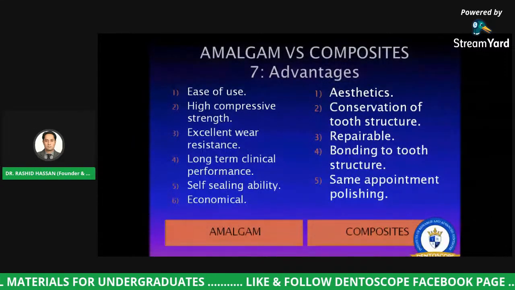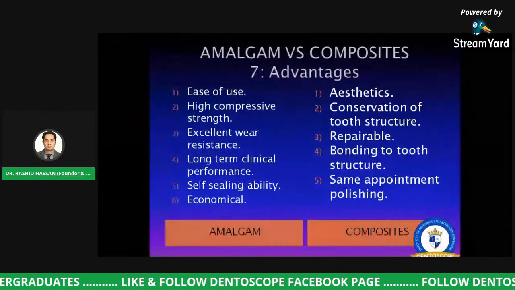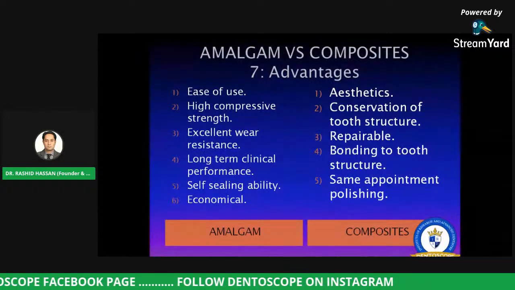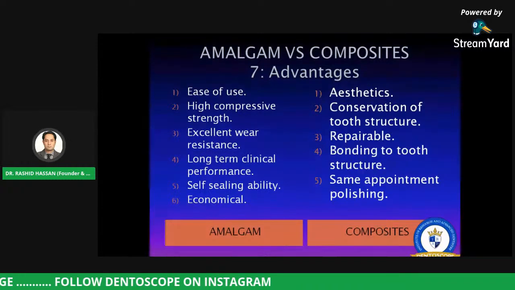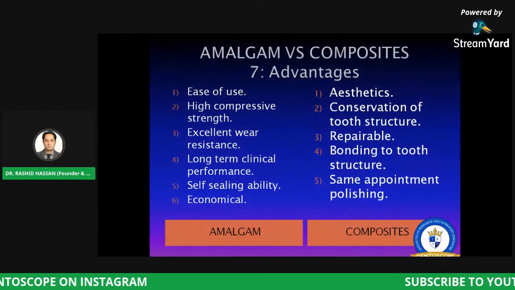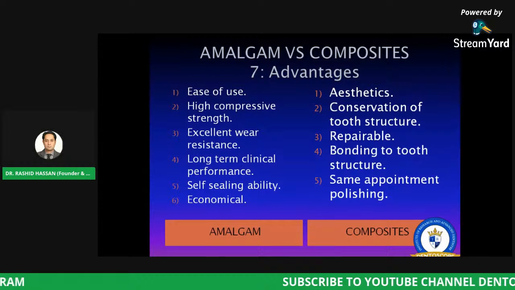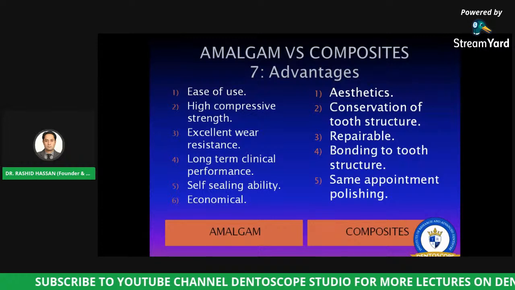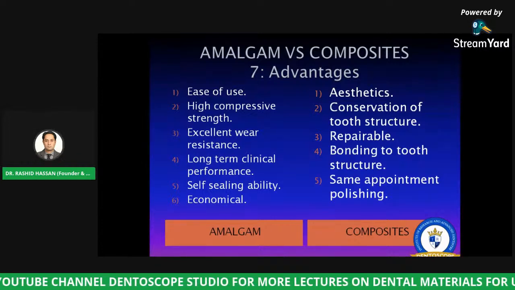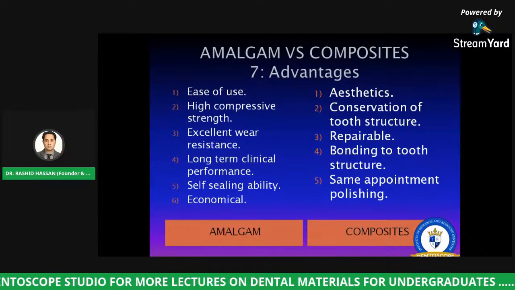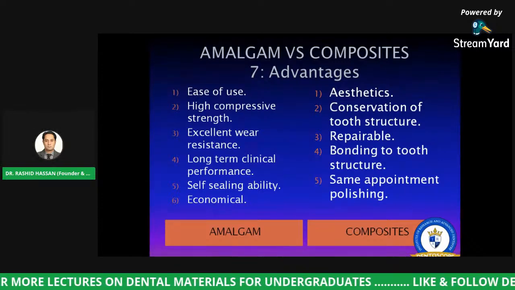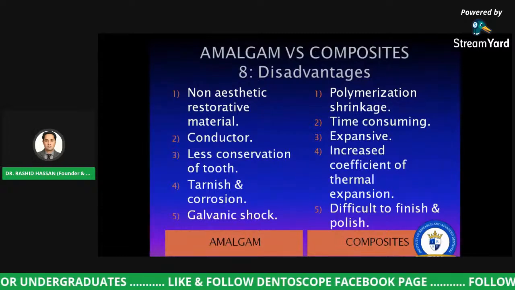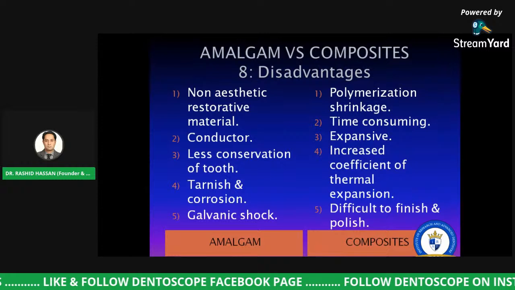Then bonding to the tooth structure is also very important. The bonding is much firmer in the case of dental composites as compared to dental amalgam. It is basically a micromechanical bonding. I will talk about this in detail in the coming slides. Then, same appointment polishing. In the case of the dental composite, it is preferred to polish the restoration in the same appointment. You don't have to wait for a specific amount of time, like 24 to 48 hours, to polish it. So you can do it in the same appointment, unlike the dental amalgam.